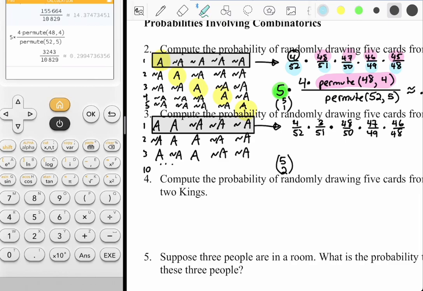Why is it 4 over 52 and not 3? Because if we're starting off with a fresh deck, the probability of getting an ace, there's 4 aces, there's 52 cards. The second one would be 3 because then we will have removed one from the deck.